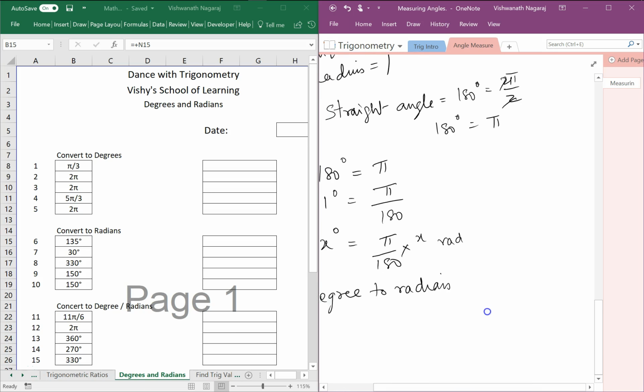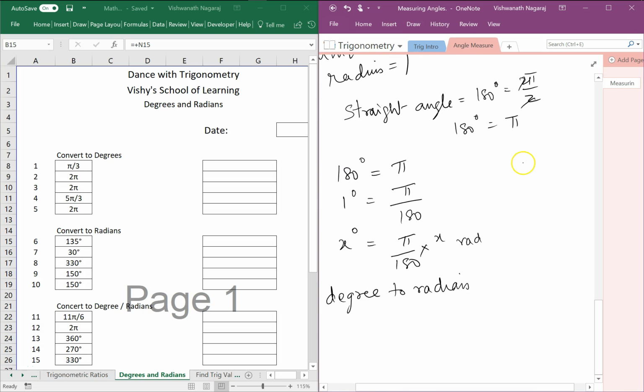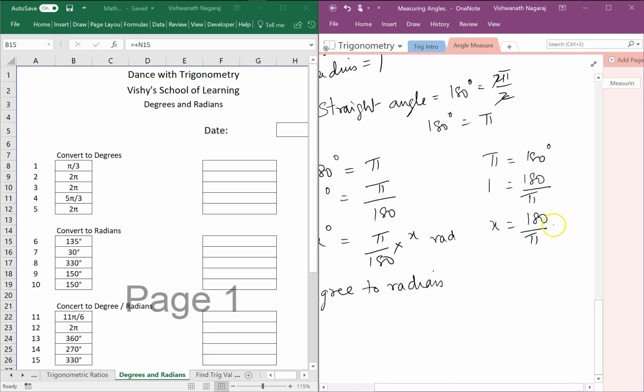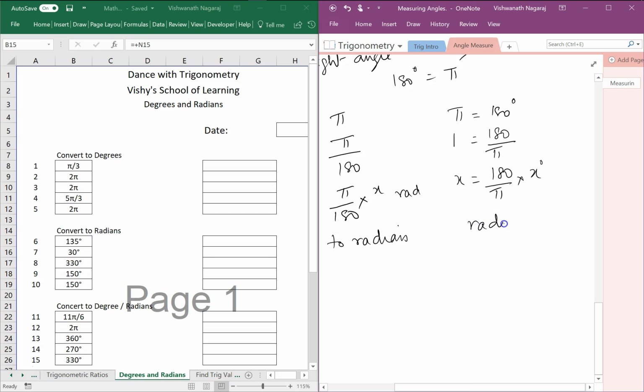Now what about the other way around? Pi radians is equal to 180 degrees. So 1 radian is equal to 180 by pi. So x radians is equal to 180 by pi into x degrees. This is radians to degrees.